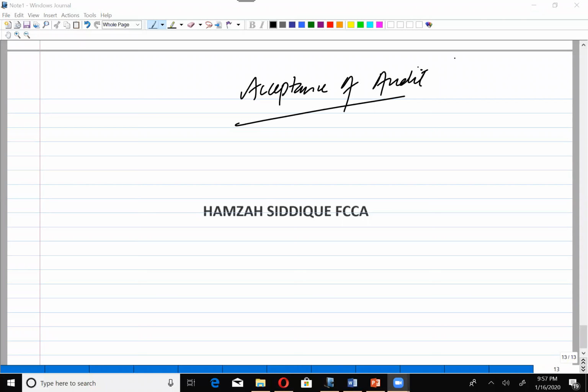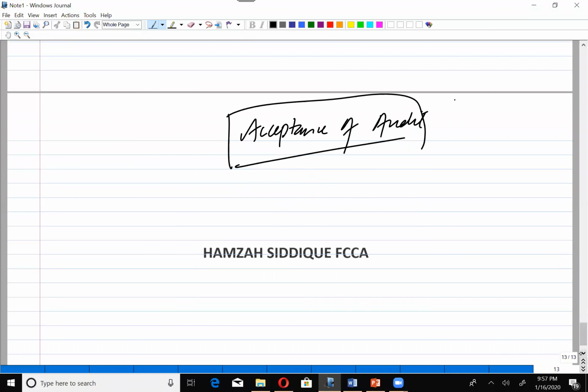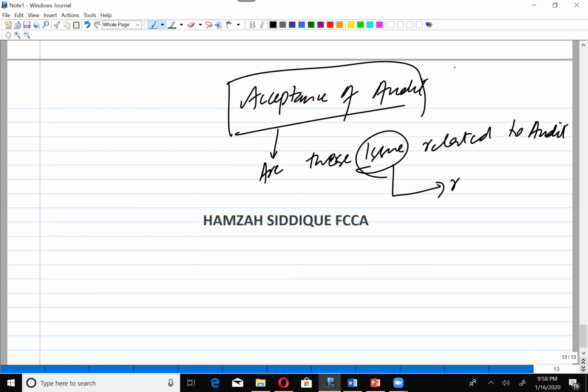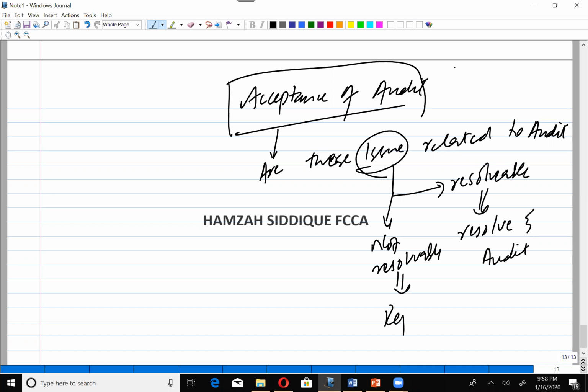Students, before an auditor accepts an audit, remember, whenever a company approaches an auditor for its financial statement audit, the auditor checks a few things first of all. The auditor does not accept the audit immediately. Rather, the auditor reviews a few things. The auditor checks whether there are any issues related to audit. If issues are there and they are resolvable, resolve them and audit. If not resolvable, refuse the audit.